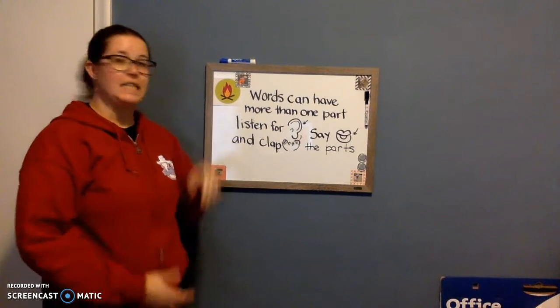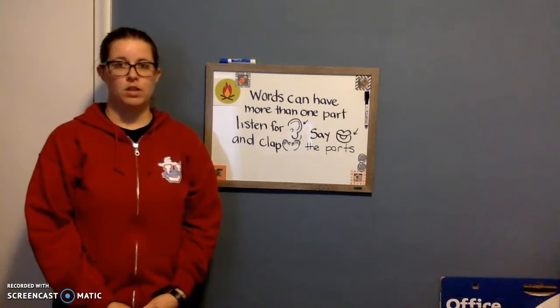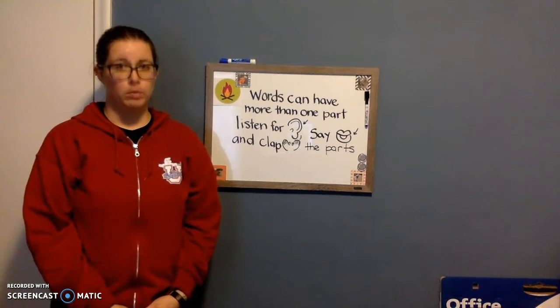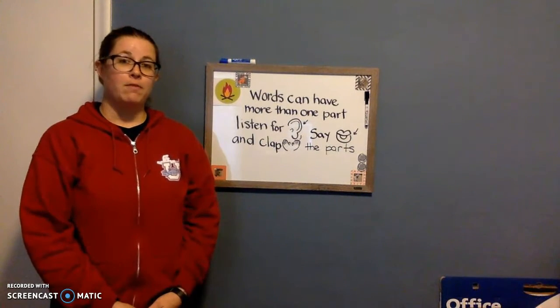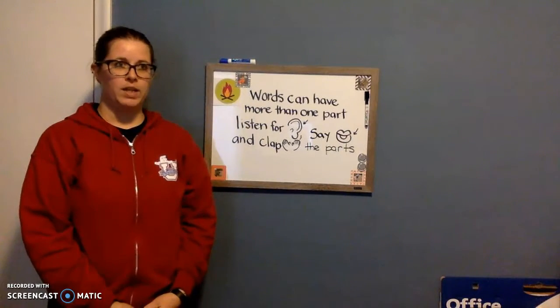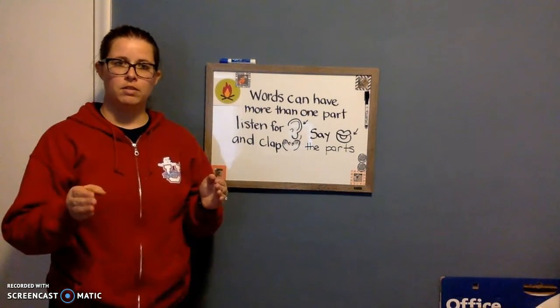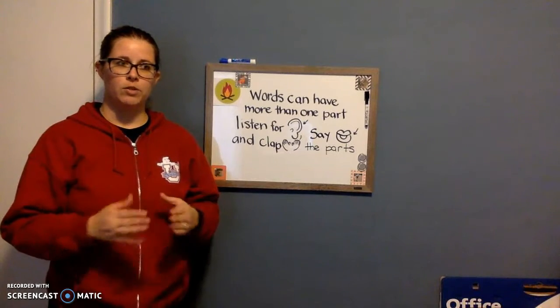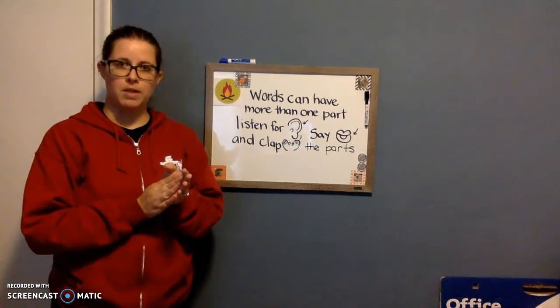So for our night today, you are going to learn about hearing the parts in words. Words can have more than one part. For example, my name has two parts. My first name is Nikki. So when I hear it, Nikki, that's two parts. I could clap that out to figure out the sound it makes. Nikki. It has two parts to make my name.